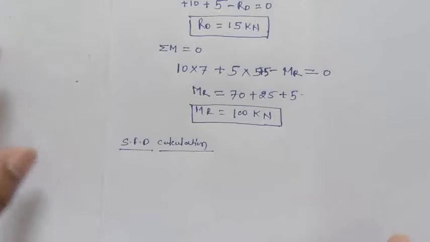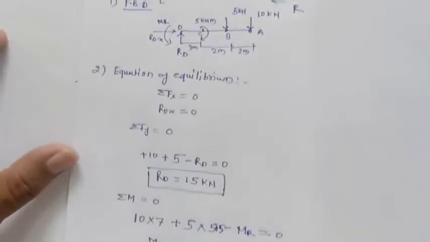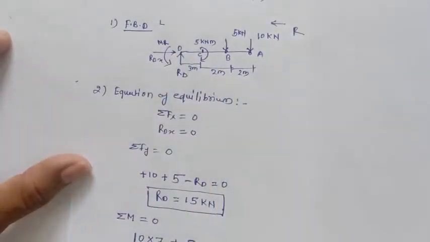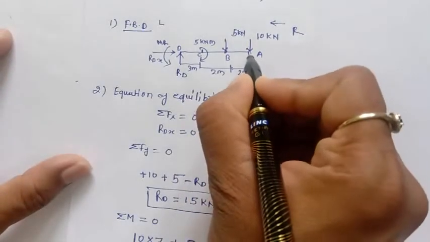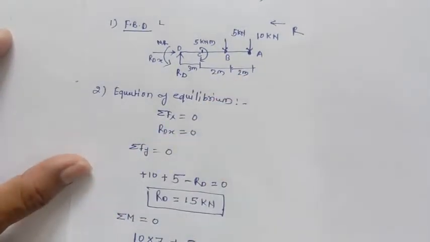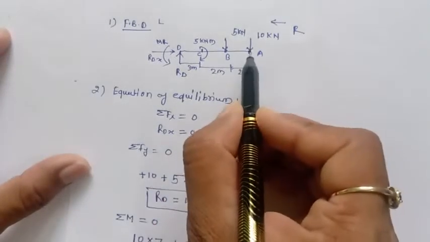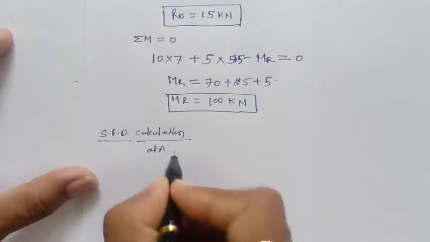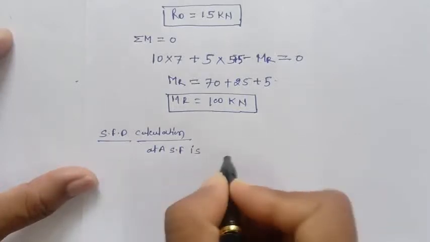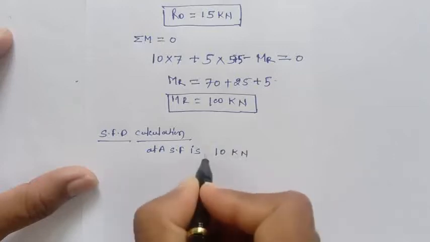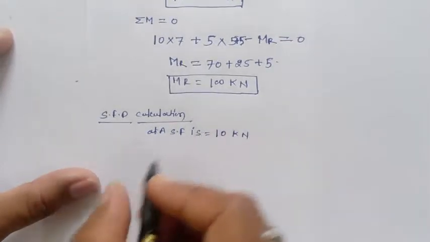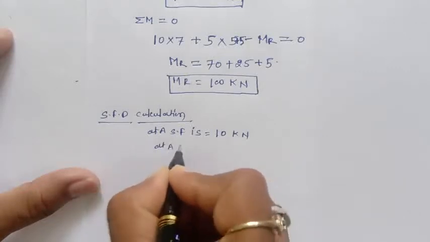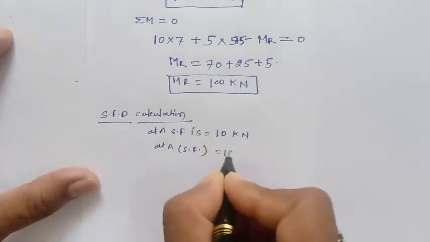To calculate the shear force diagram for this particular problem, here at A we can see that the shear force diagram only takes the vertical forces, because shear force is nothing but the summation of all the vertical forces. So at A we can see that 10 kilonewton is there, so at A the shear force is 10 kilonewton.